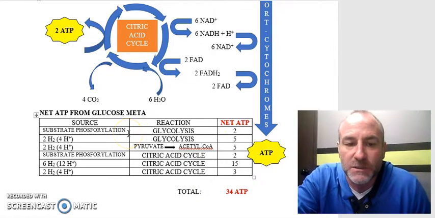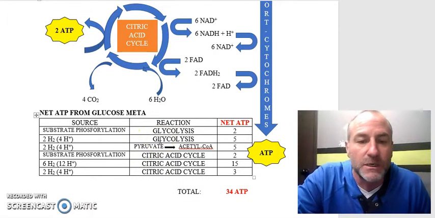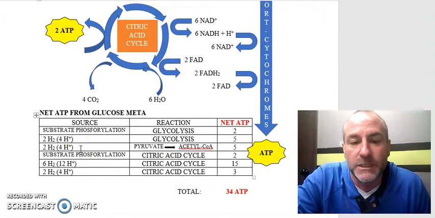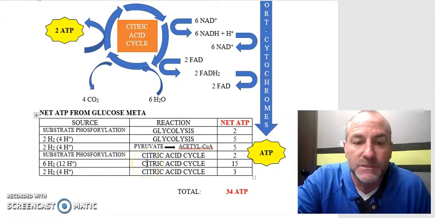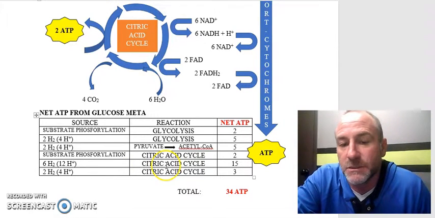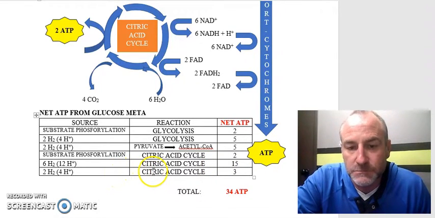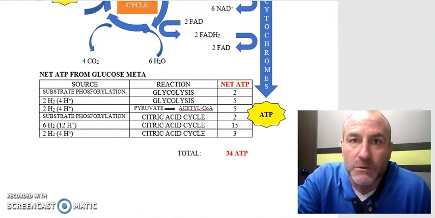Okay, and so this chart kind of gives you a breakdown of where they come from. 2 comes from substrate phosphorylation. 5 come through glycolysis and through the 2 NADH, and then 5 more come from pyruvate converting to acetyl-CoA through 2 NADH, and then substrate phosphorylation through the citric acid cycle converts to 2 more ATP, and then 6 NADH through the citric acid cycle will convert to 15 ATP, and then the FADH in the citric acid cycle converts to 3 more ATP. Okay, so one molecule will yield 34 ATP.